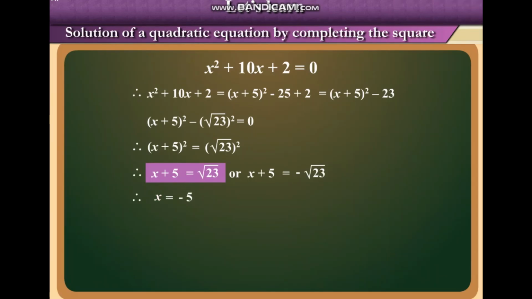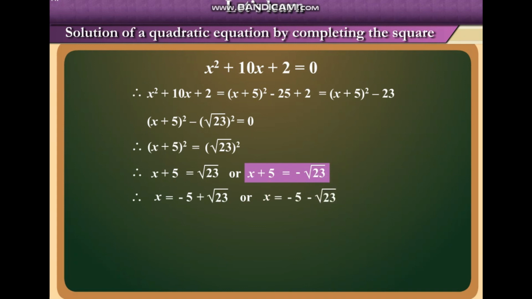X is equal to minus 5 plus root 23, or x is equal to minus 5 minus root 23.